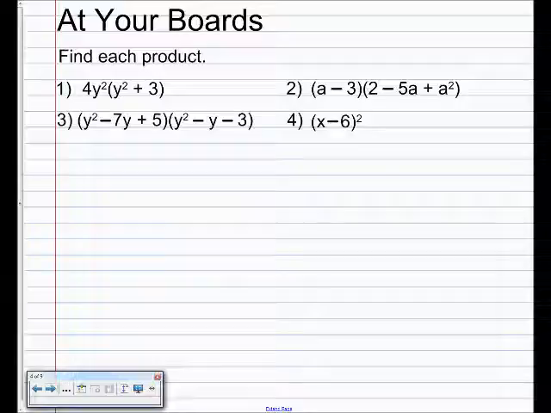Not in standard form. Is 2 minus 5a plus a squared in standard form? So what would I do first? I would rearrange this to be standard form, and then I would multiply. All right. The fact that they have different terms, you'll find, does not affect you. All right. We ready? Begin.